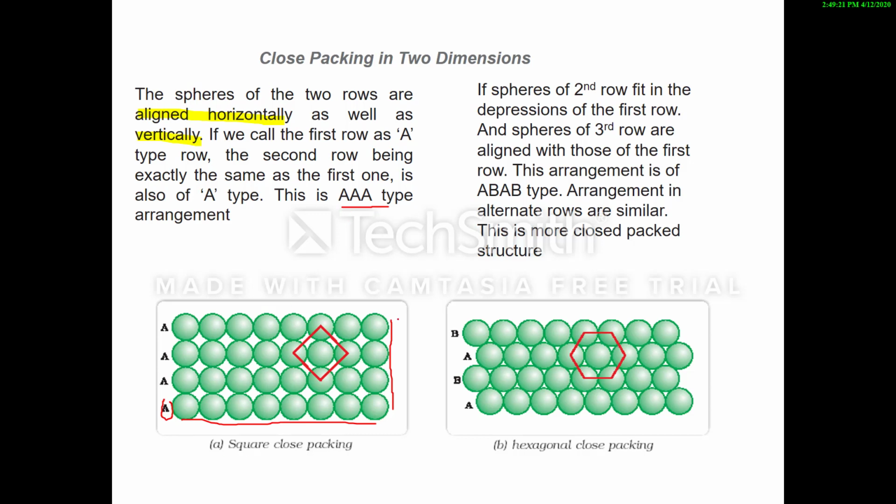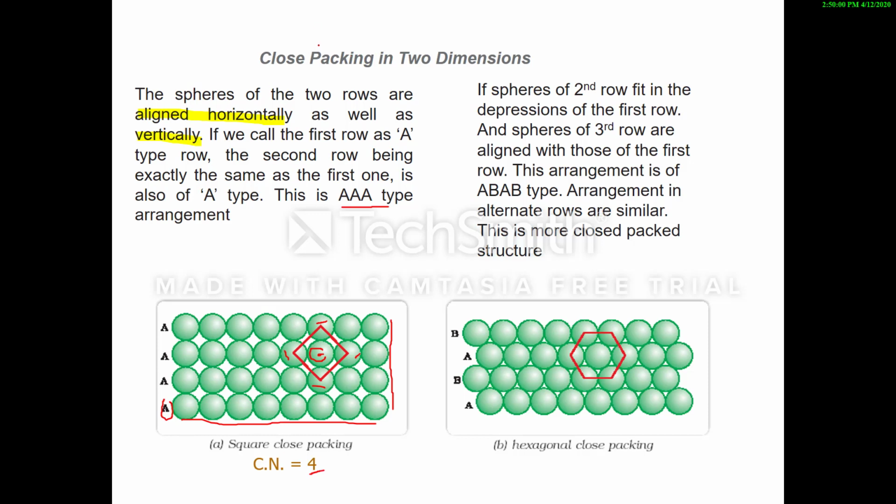Now in this, if we take each sphere, this is the sphere, and the nearest neighbors of this sphere are 4. This is 1, this is 2, this is 3, and this is 4. If we join the centers of these spheres, then we will get the shape of a square. We will get the square shape. That's why this is known as square close packing. And in this, the center atom is attached to 4 other atoms. That's why its coordination number is 4.